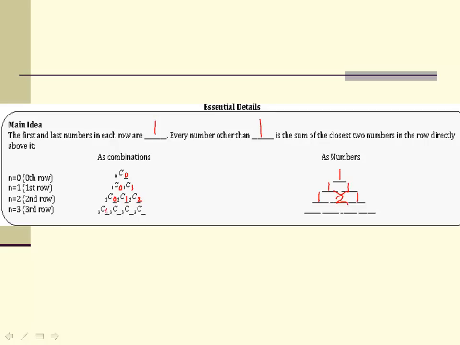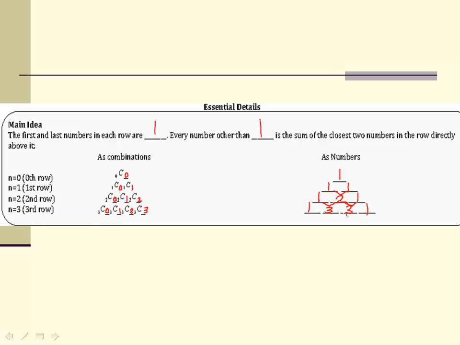Okay, so I start 3 combinations of 0, 3 combinations of 1, 3 combinations of 2, 3 combinations of 3. I start and I end with a 1, and the next term is the sum of the 2 above it. So 1 plus 2 is 3. And this term is the sum of the 2 above it. 2 plus 1 is 3.